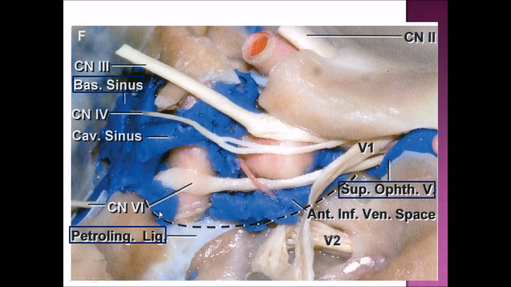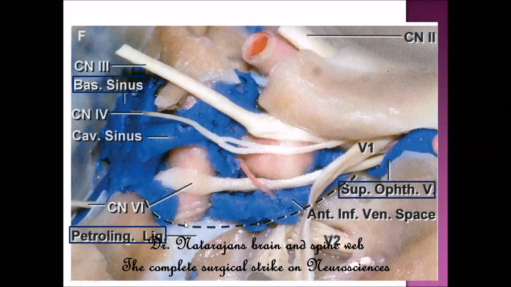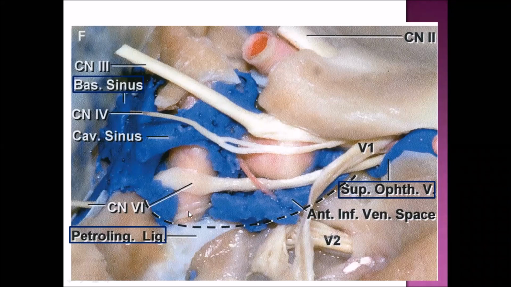So here we will see various tributaries of the cavernous sinus, the most prominent being the basilar sinus. The maximum drainage occurs through the basilar sinus. And then here the lower border is limited at the point where the internal carotid artery, the petrous carotid, exits the carotid canal. That is just below the petrolingual ligament. Okay, this is called the petrolingual ligament.